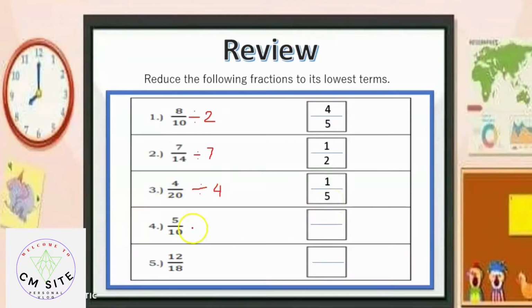Next, 5 over 10. So the answer for this is 1/2. The GCF is 5. So 5 divided by 5 is 1 and 10 divided by 5 is 2. And the last one is 2/3 because their greatest common factor is 6. So 12 divided by 6 is 2 and 18 divided by 6 is 3.